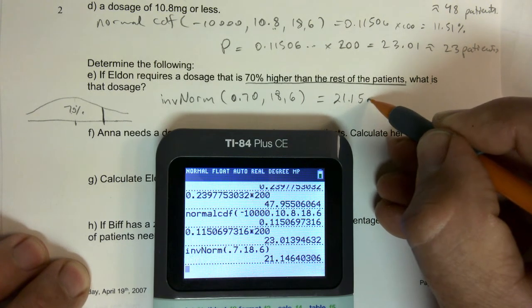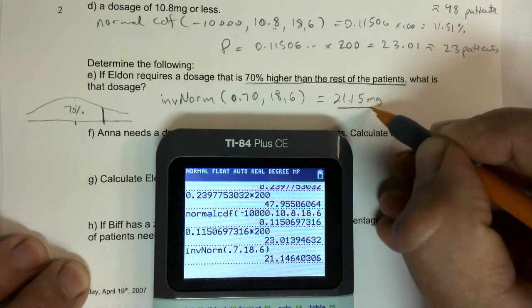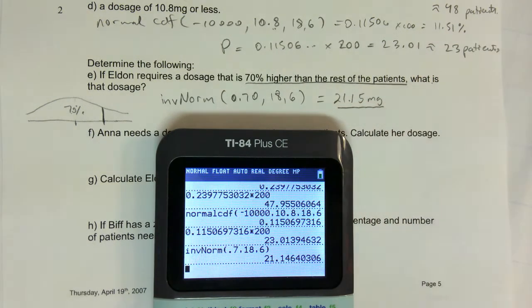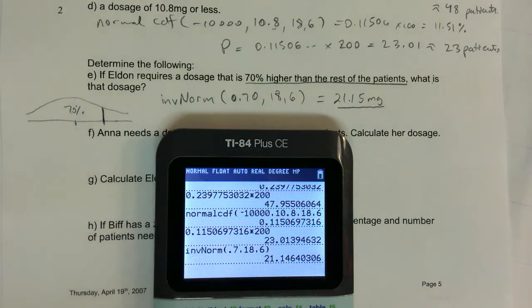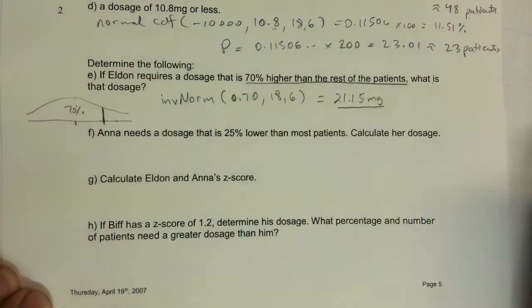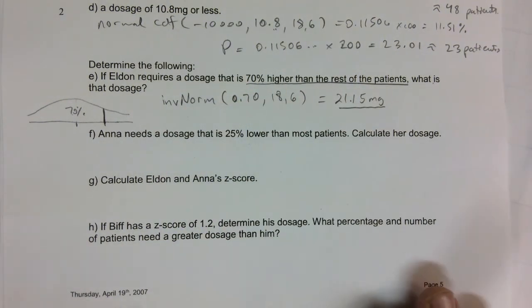21.15 milligrams, and that's milligrams, okay? Because you're finding the actual value along the bottom of that normal curve that would put 70% below you, 30% above you, but that's like the cutoff mark at that point. Okay, so you just have to read carefully on this one.